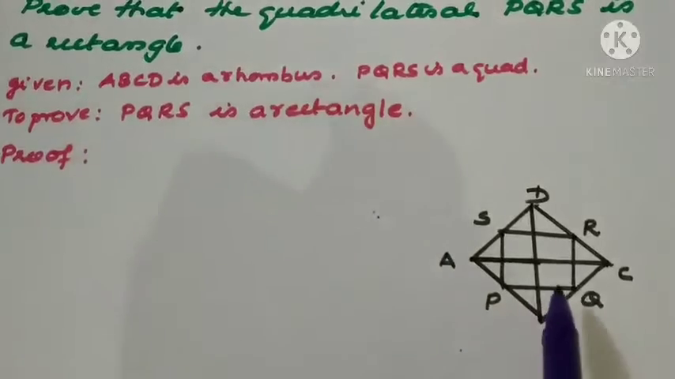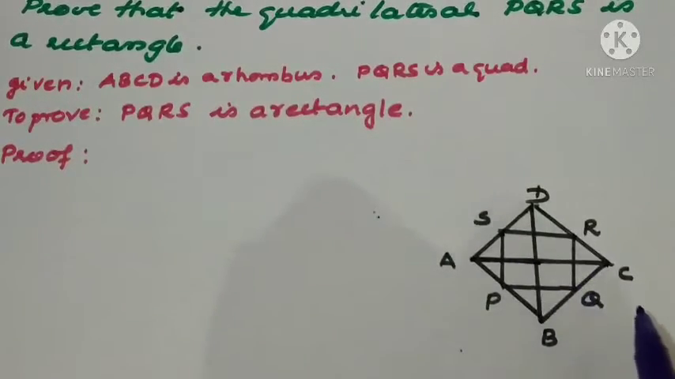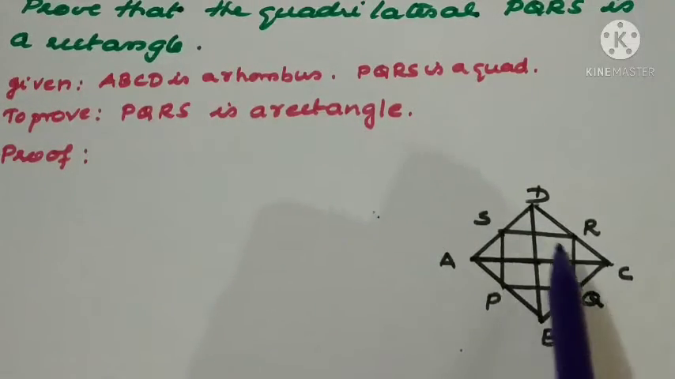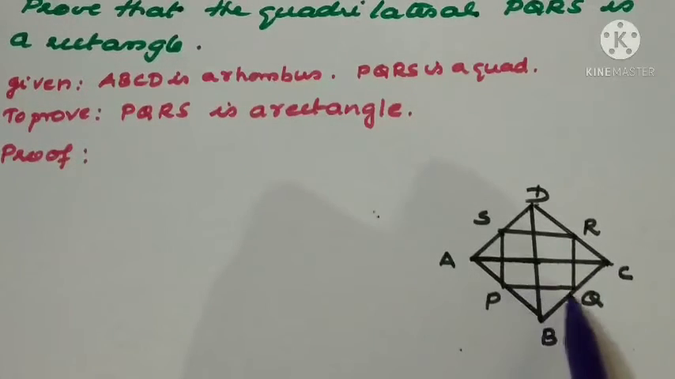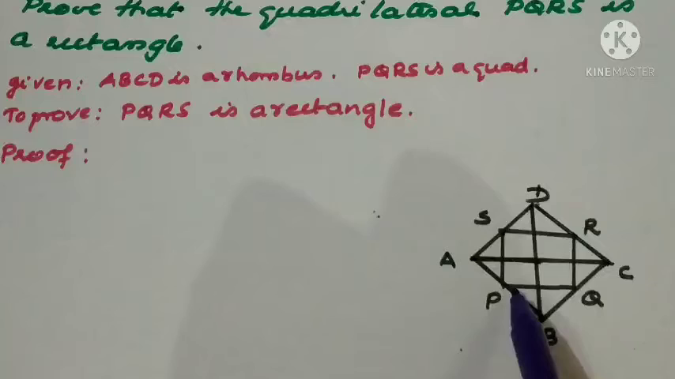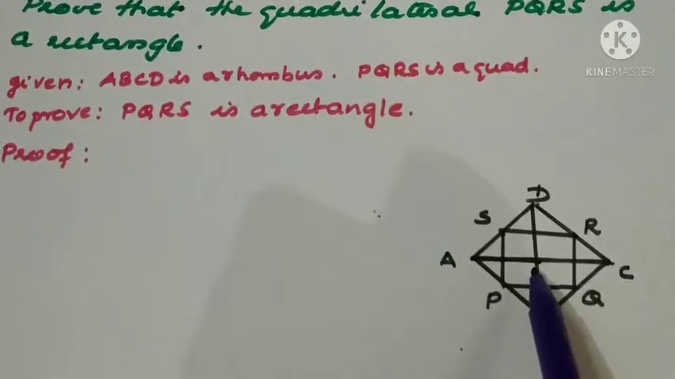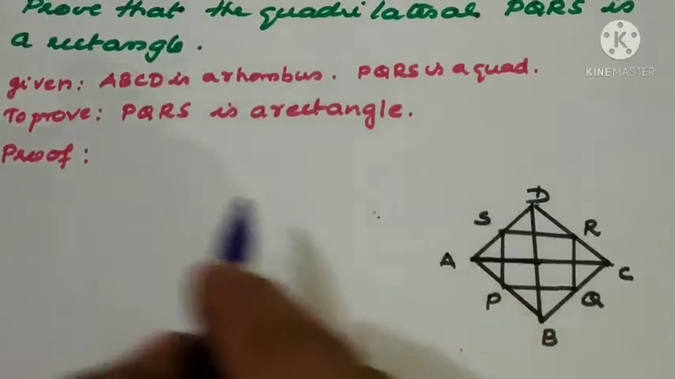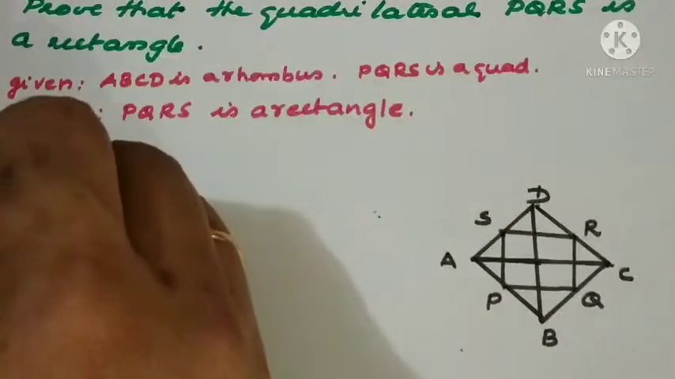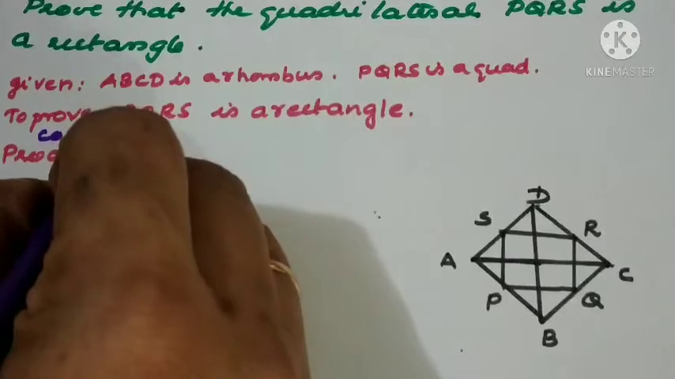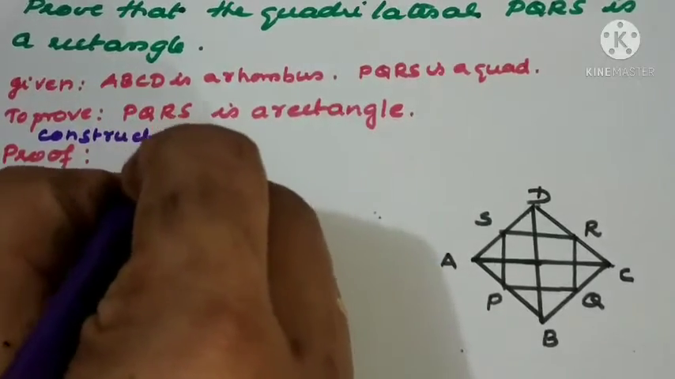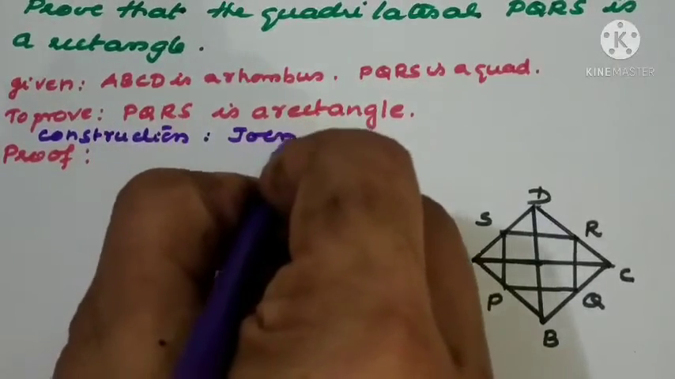So first we have to prove that PQRS is a parallelogram. PQ and SR are the two opposite sides, and P and Q are the midpoints of the respective sides AB and BC. So by the midpoint theorem, we can write PQ parallel to AC and PQ equal to half of AC. Here, the construction we should write, actually I missed that one. Construction: join the diagonals AC and BD.